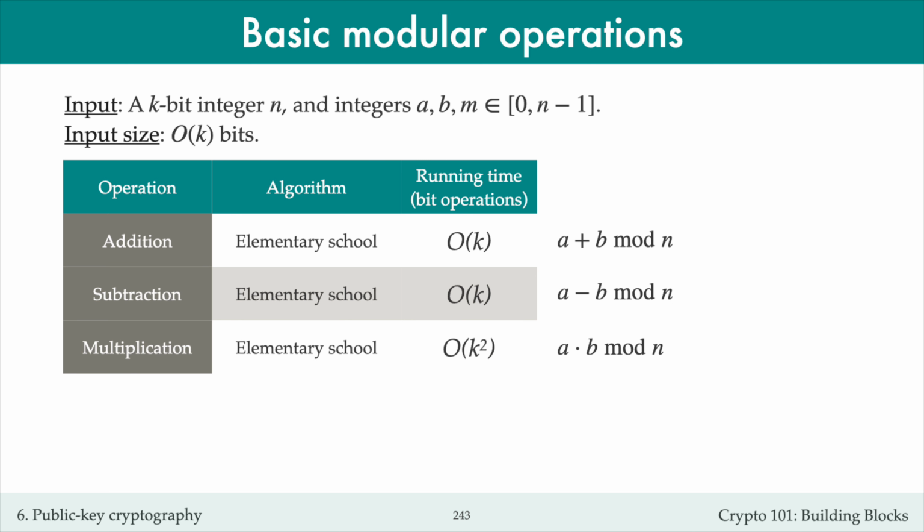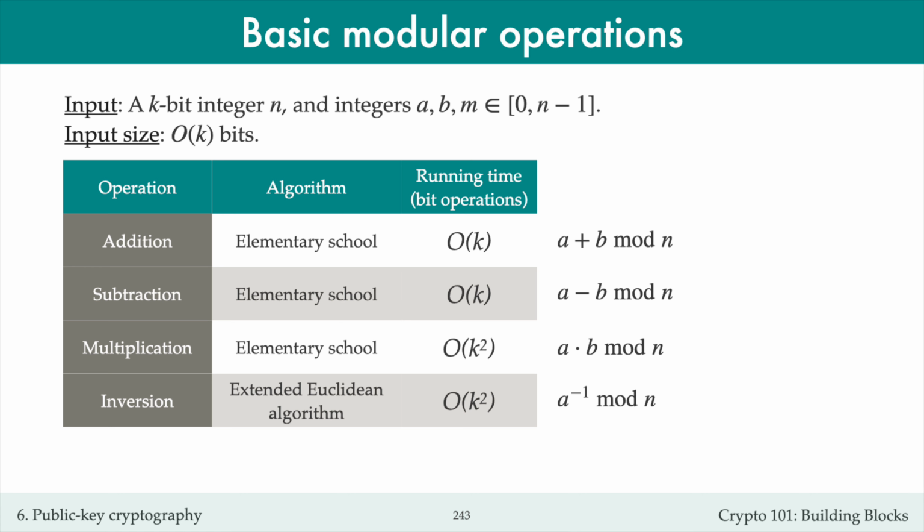We can multiply a and b modulo n by first multiplying a and b as integers in big O of k squared bit operations. The resulting product, which has bit length at most 2k, is then divided by n, and the remainder of the division is a times b modulo n. The division can also be done in big O of k squared bit operations. So the total running time for this operation is big O of k squared bit operations.